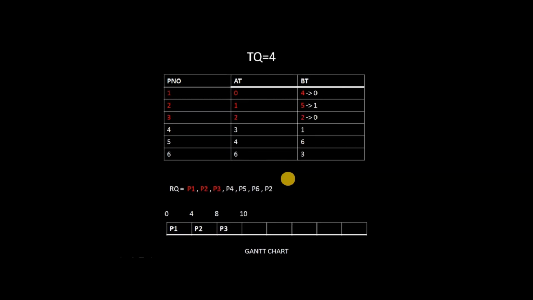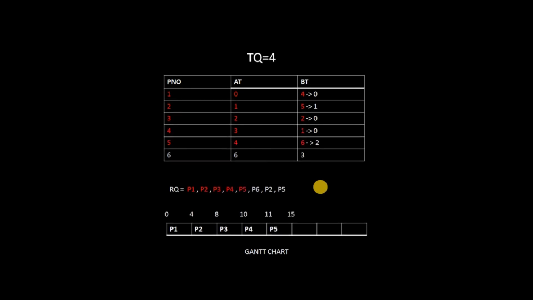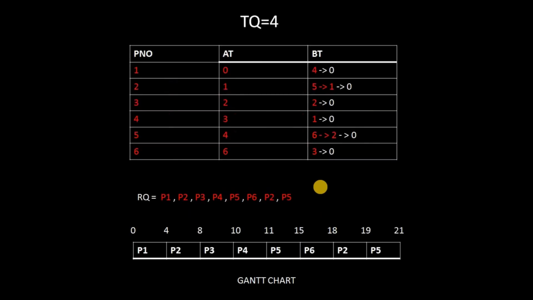So move to the next process. As before, we take the P3, but here look at this. P3 just ends with the value of 10, because the P3's burst time is 2. So we can take maximum 4, but if we have a smaller value we can take it. So for this we are just taking 2. Like that all the processes will be done. Look at this, and this is the final.